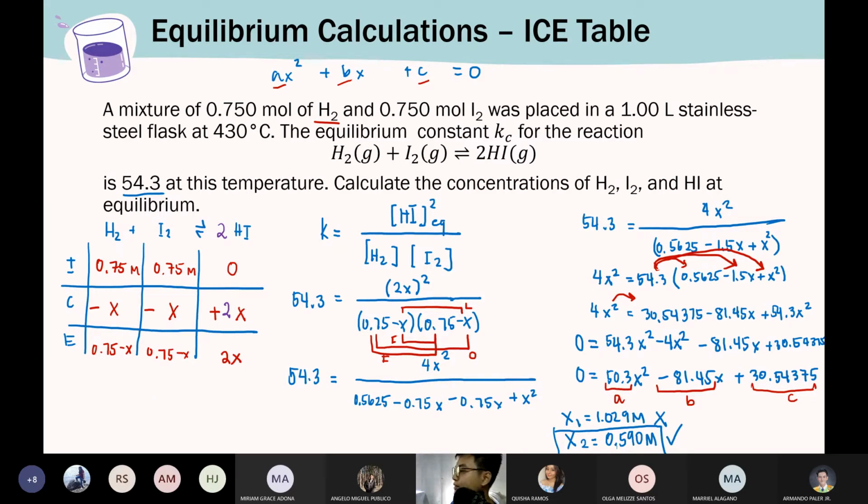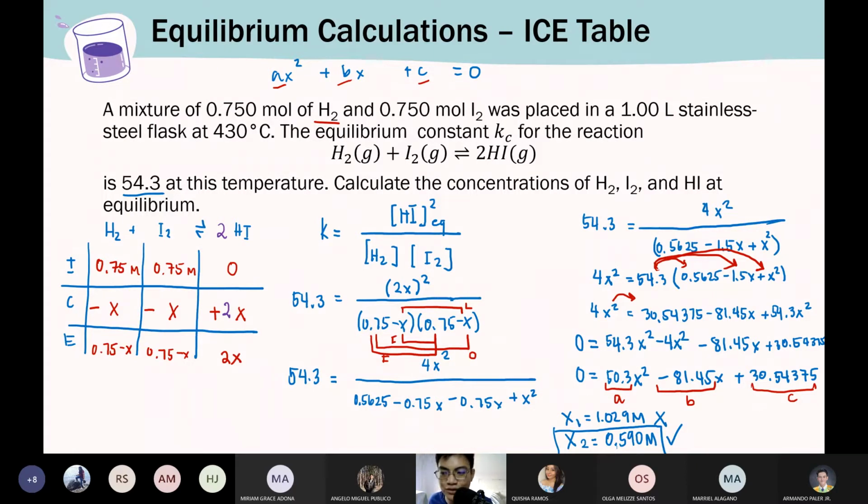Ito, may question. Sir, what if both po possible na options? Actually, isa lang talaga yung possible option. I tried doing a lot of equilibrium calculations. So ako na magbibigay sa inyo ng assurance na isa lang talaga sa mga options na yan yung correct answer. Kahit trinomial yan, or kahit fourth degree pa yan, iisa lang yung possible answer. Okay, may assurance na kayo na isa lang yung tamang x value.